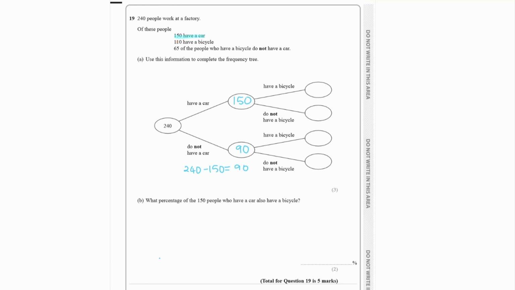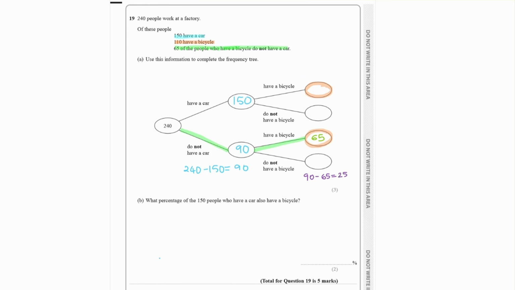We're then told that 110 people have a bicycle, and the section that represents people who have a bicycle are these two sections. We're then told that 65 of the people who have a bicycle do not have a car. So we are looking at this section of people who do not have a car but have a bicycle, and that is 65. So in order to find the people who do not have a car nor a bicycle, we can just do 90 take away 65, and that gives us 25.